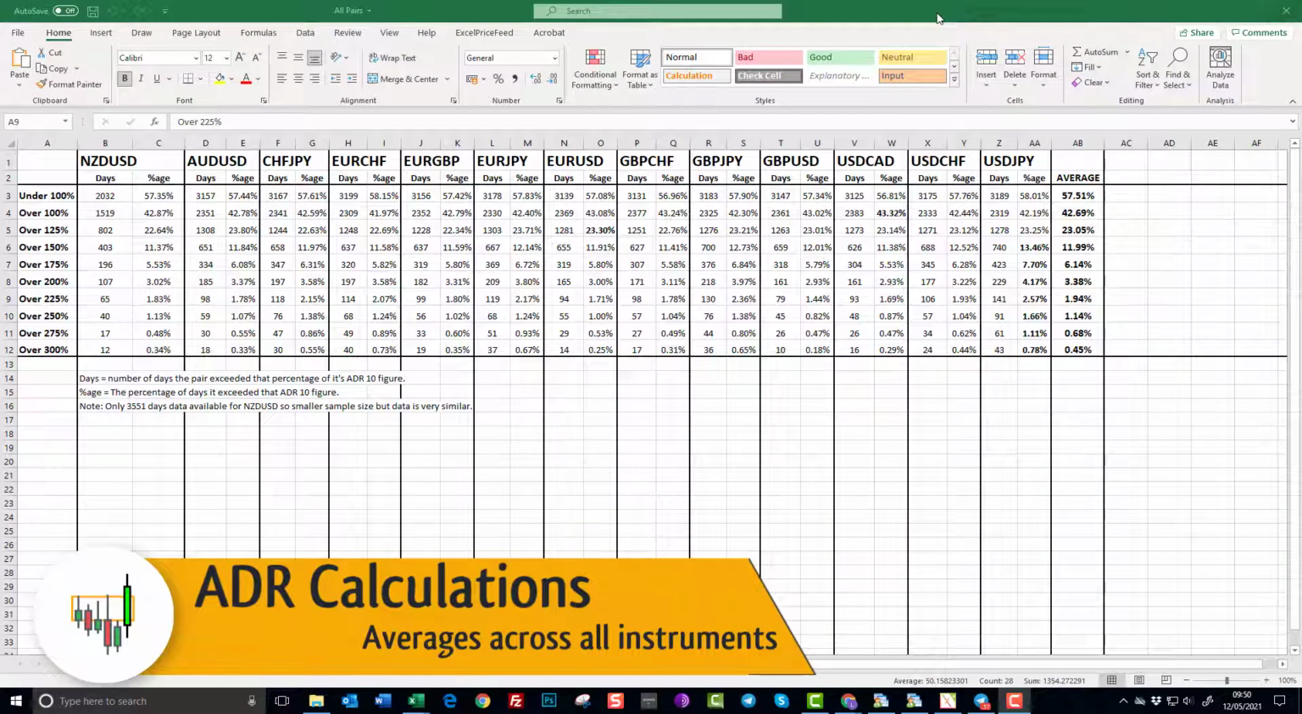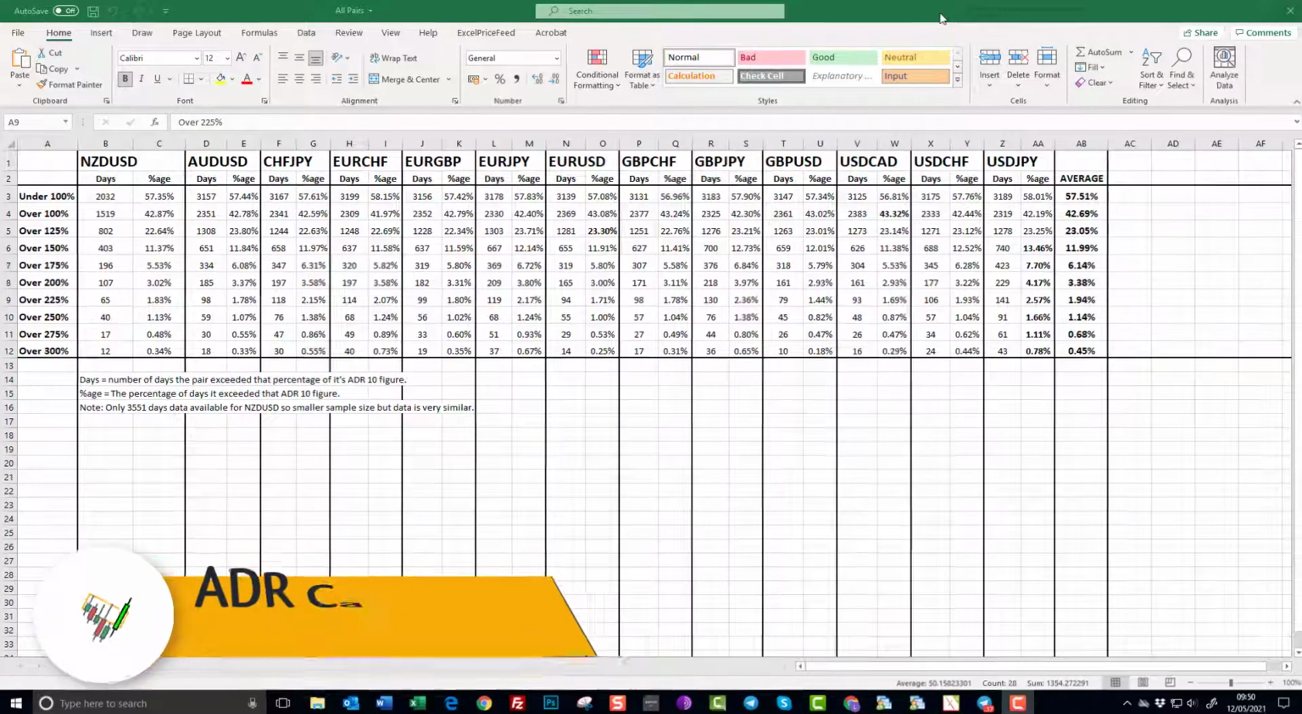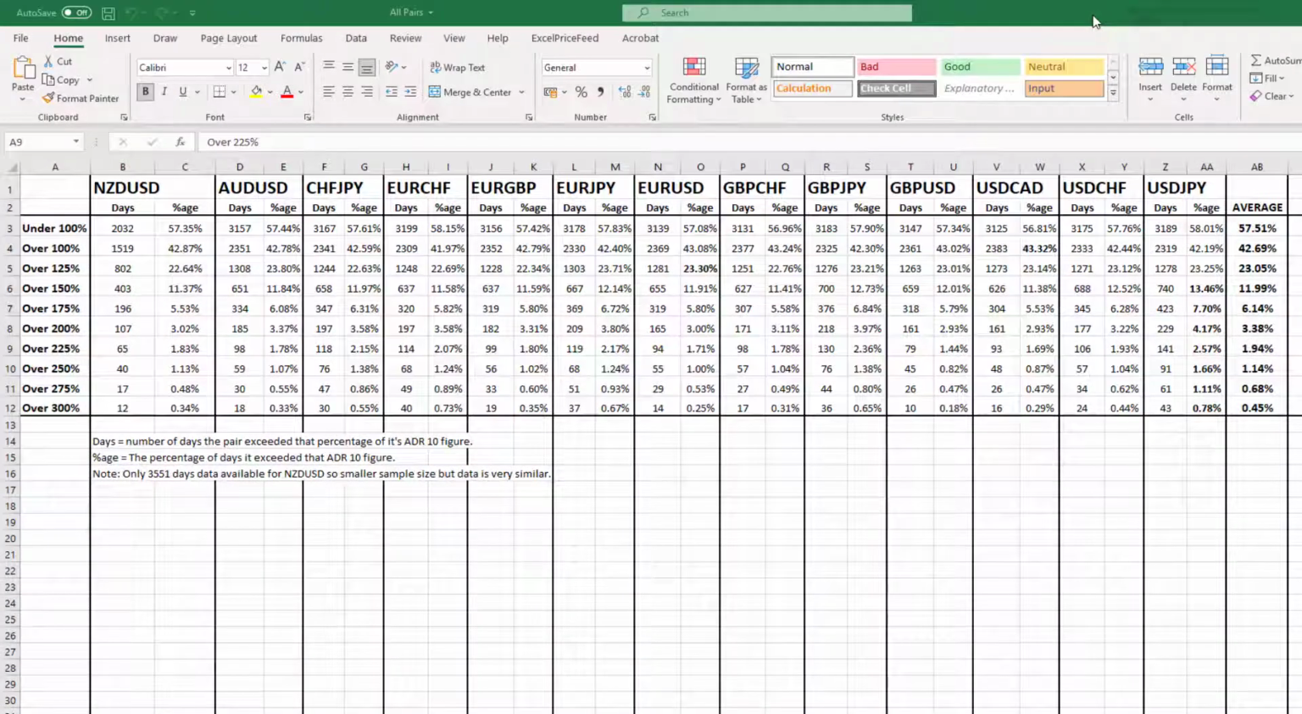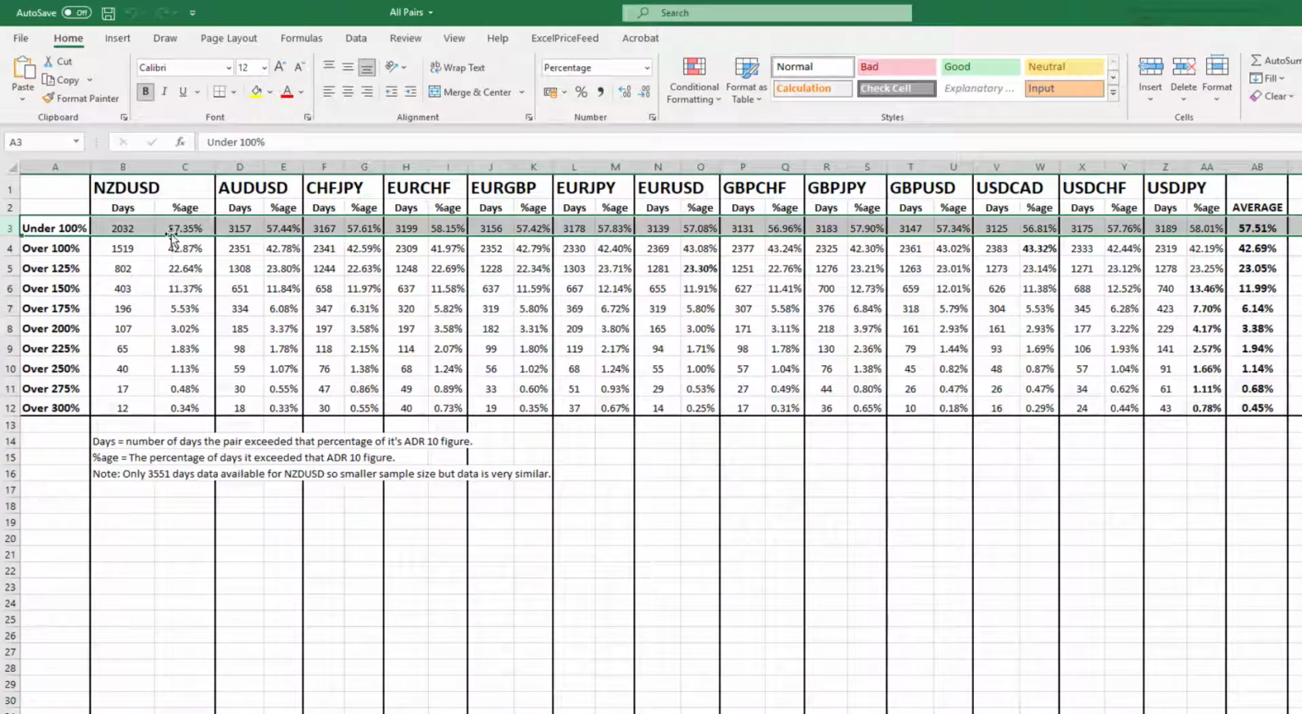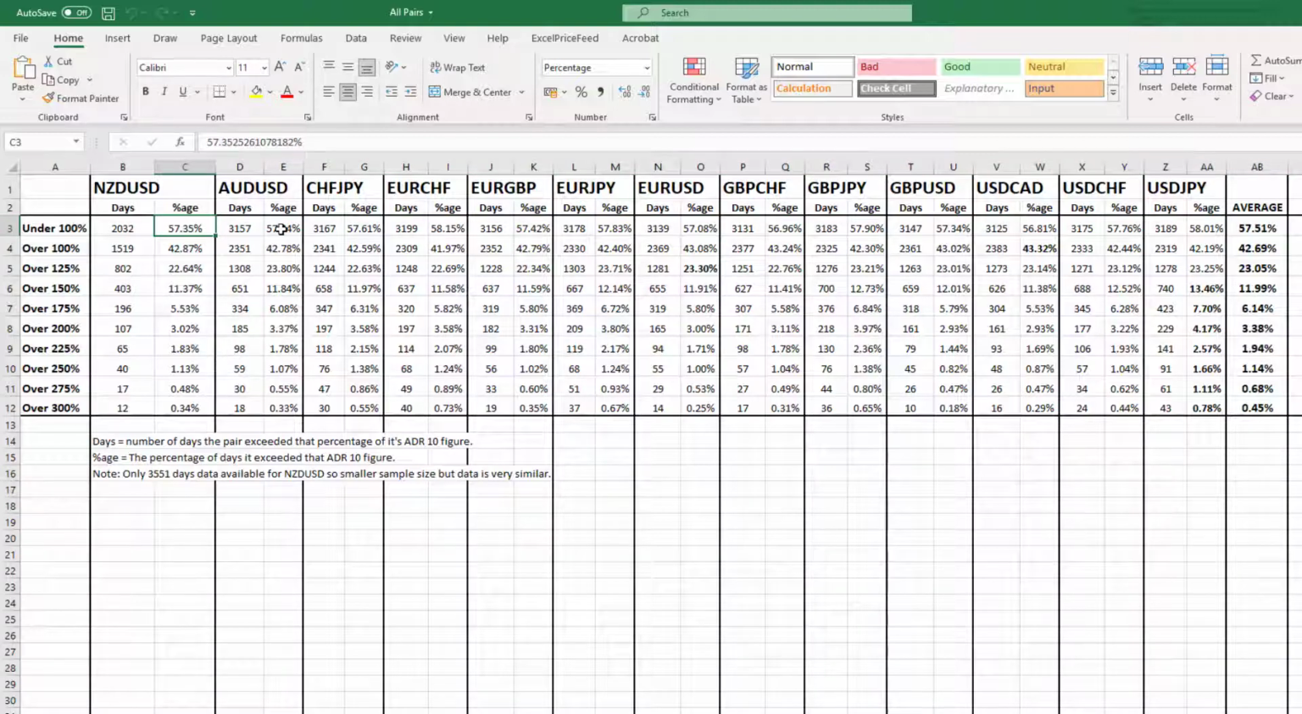And as you can see, the figures for most of the pairs seem to be very, very similar. So if we look at the under 100% figures on this column here, for all of these pairs that we've got in the spreadsheet, you can see that the vast majority of them are roughly the same. So we've got 57.35% there, 57.44, 57.61, 58.15, and so on. So it's always roughly somewhere around the 57 to 58% mark.